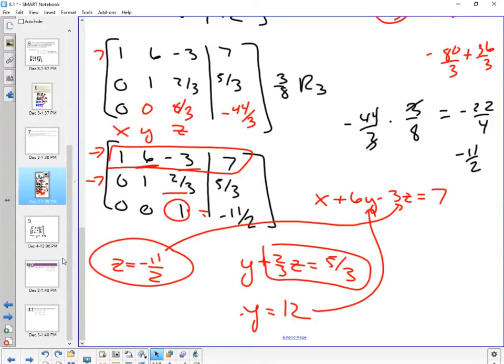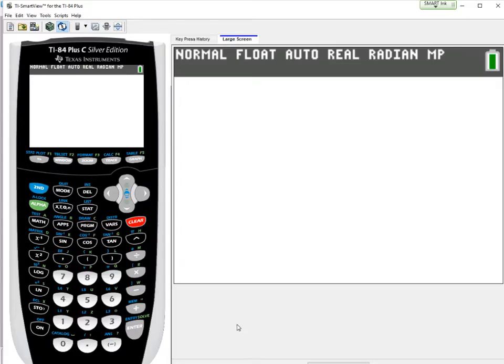Oh, there isn't a slide for that. So just be careful how you're manipulating that, okay? All right. Let's go back to the calculator because I want to save you the tediousness.